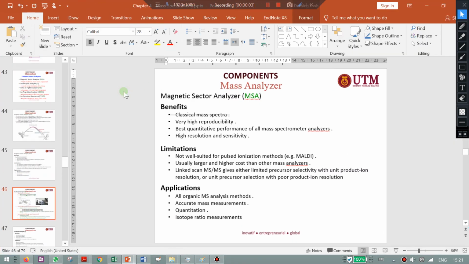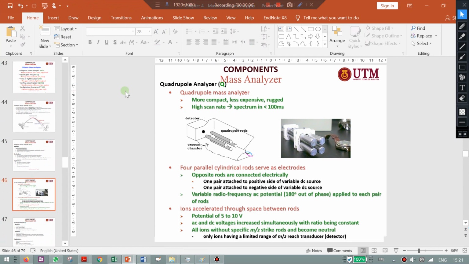Okay, in the next slide we have the quadrupole analyzer. Quadrupole analyzer is the most common one nowadays. Okay, it's more compact, less expensive and rugged. Dia kecil je, maksudnya kalau kata I like you mass analyzer, you tak perlu a big chunk of another part of the instrument for the GCMS. Dia kecil sahaja. It's less expensive and rugged. Okay, murah dan orang kata tahan lah. Okay, high scan rate, spectrum in less than 100 millisecond. Maksudnya dia punya scan ni pantas, tak ambil masa yang lama.